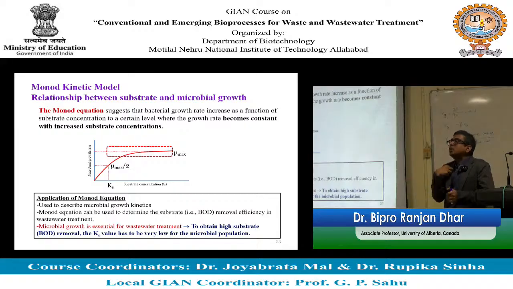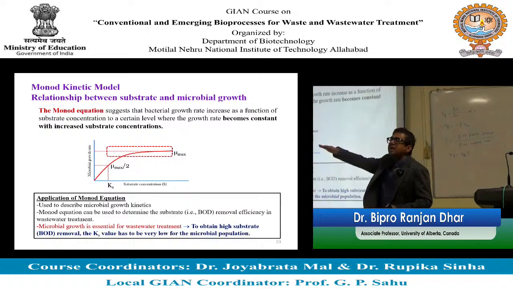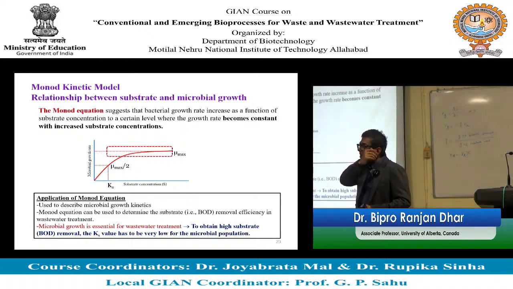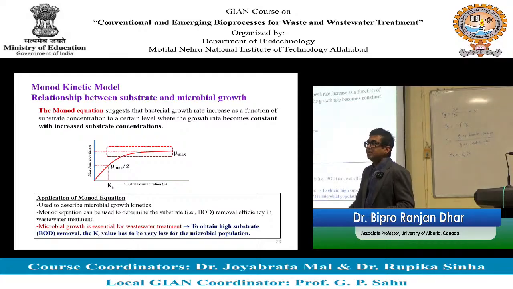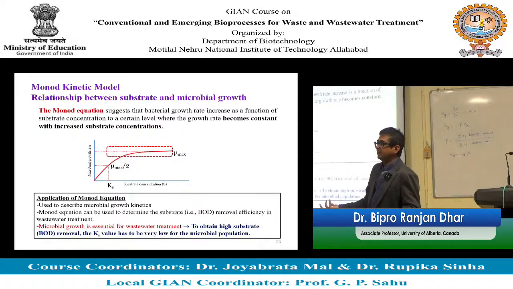Microbes that can grow at lower substrate concentration are much more kinetically efficient. Aerobic microorganisms can grow at a faster rate at low concentration compared to anaerobic microbes. Anaerobic microbes need very high concentration for growing, but aerobic microbes can grow even at low substrate concentration. That means their Ks value is lower compared to anaerobic microorganisms, so they are kinetically more efficient at removing organics.